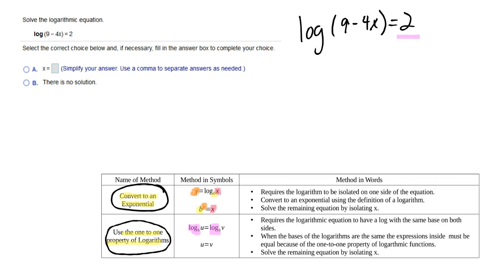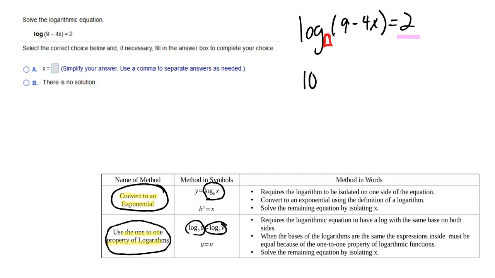You can think about these two different methods as having log only on one side and having the log on both sides as a way to tell which method to use. So on this one, we're converting to an exponential. I need to know what the base of this log is. I don't see any subscript down here, so that means this is my common log, and that subscript or base is 10. So I have a base of 10.